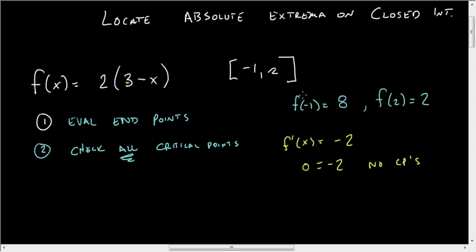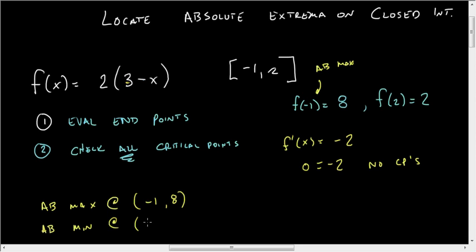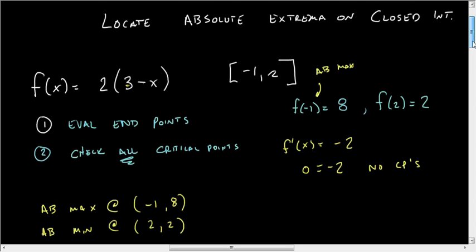All right, so simply look at the endpoints then. This is the maximum. It's the absolute max. So we have an absolute max at the point -1, 8. And we have an absolute min at 2, 2. All right, and that's it. And we're done with the problem. It was just asking us to find any absolute extrema. So we did. They happen to be the endpoints because it's a linear function.